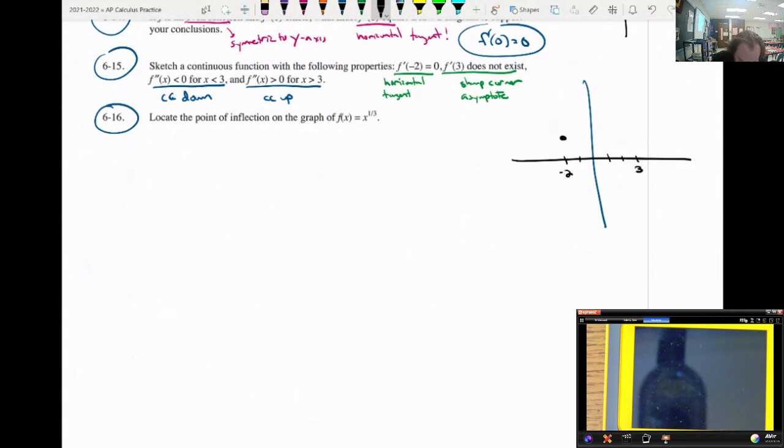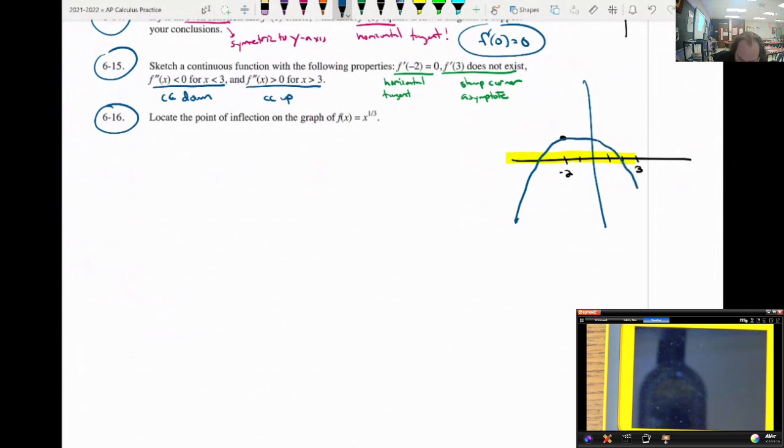So let's think about this. And we need a graph that is concave down on the entire range up to 3. Concave down all the way through. So it's got to be concave down the entire time. So how about we have a graph that comes up like this, makes our horizontal tangent right there, and continues to be concave down all the way until you hit 3, maybe like that.